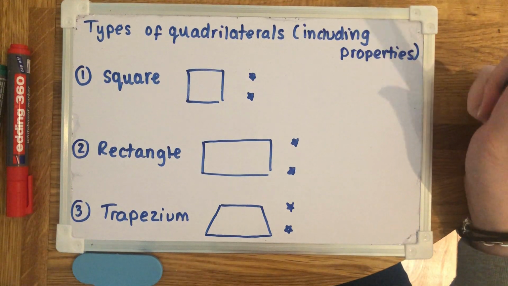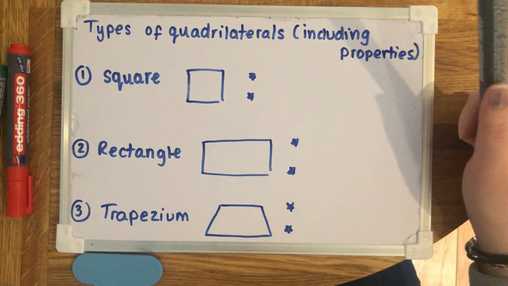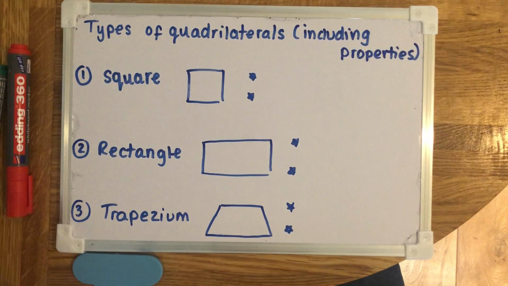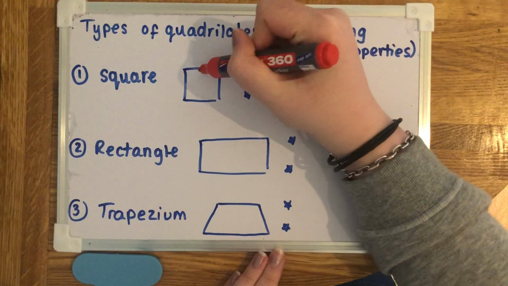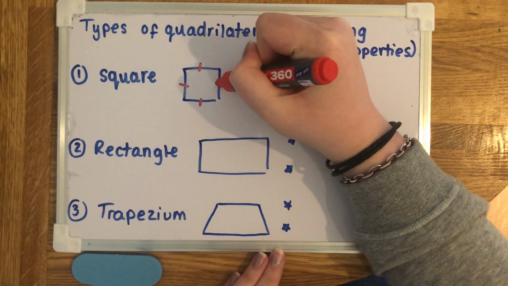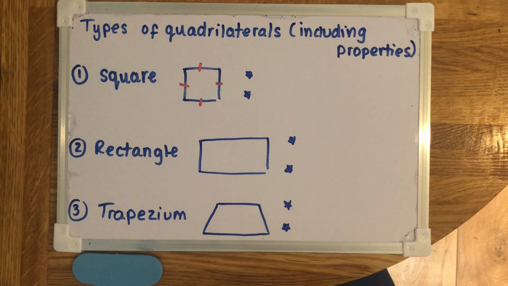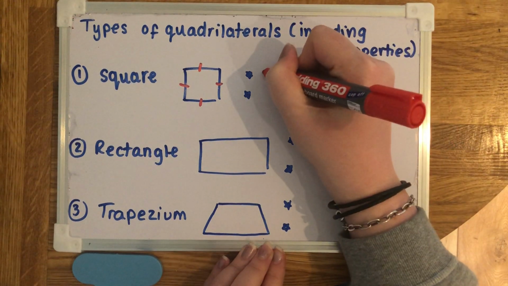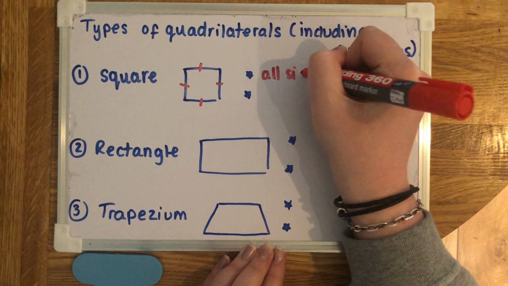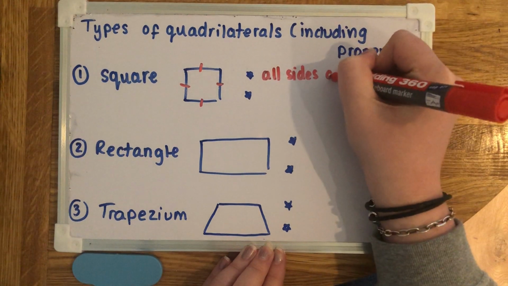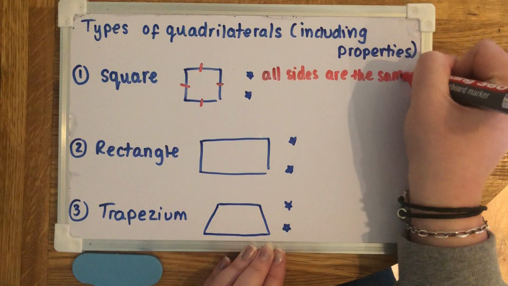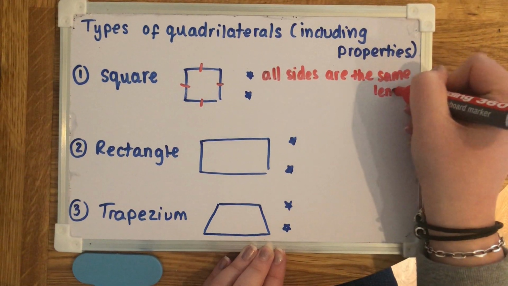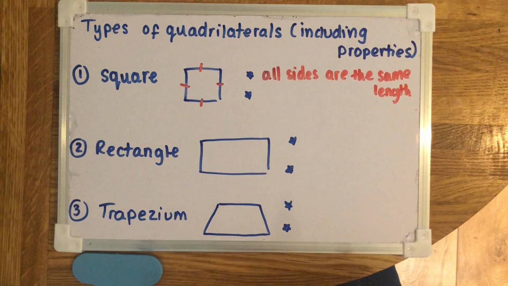So we're starting with a square. Okay, so the first thing we need about a square, that most of you will already know, is that all the sides are the same. Now the way we show that is we put these little lines through the sides like that. Okay, so that means that all the sides are the same length. Okay, so that's really important, that's what we remember about a square.